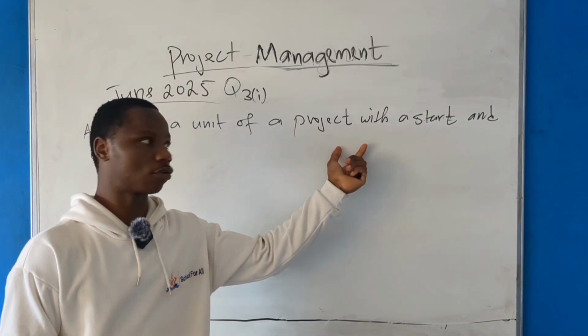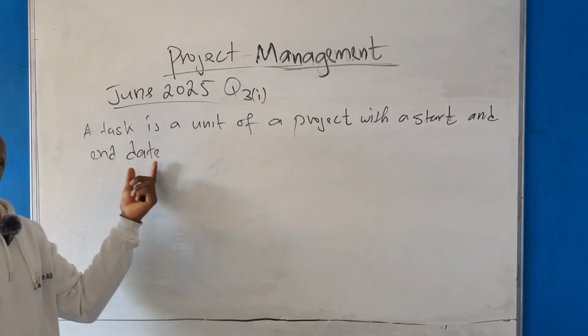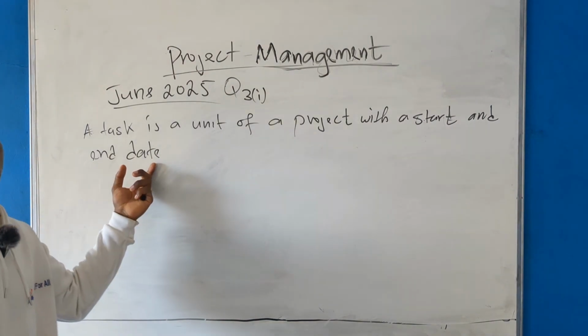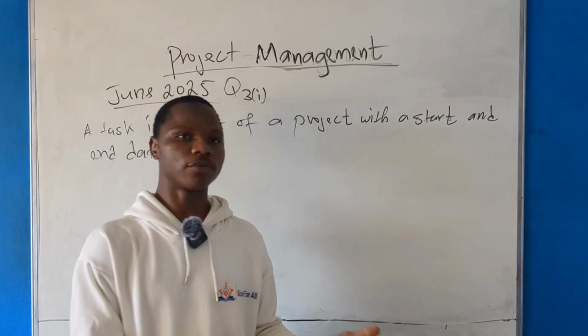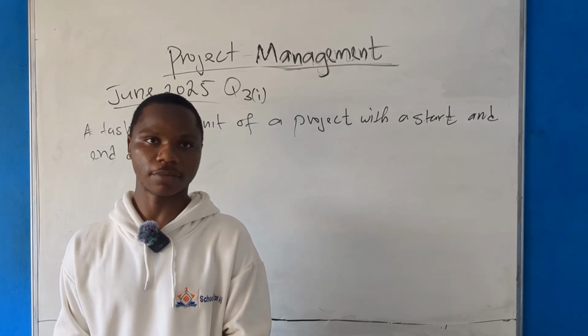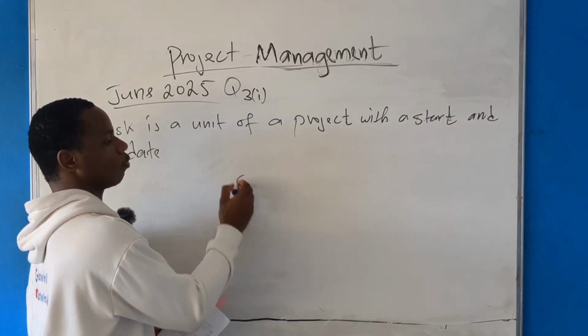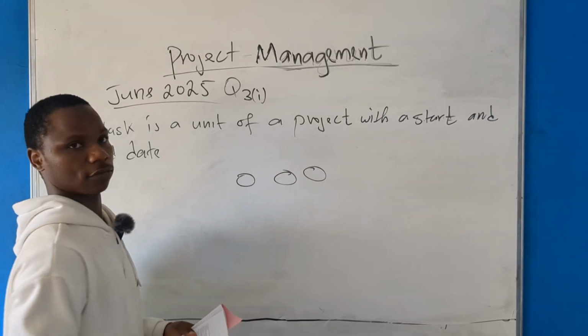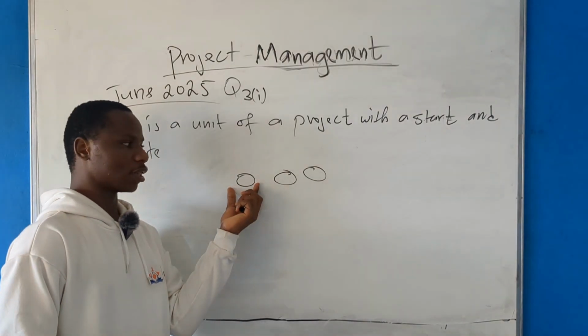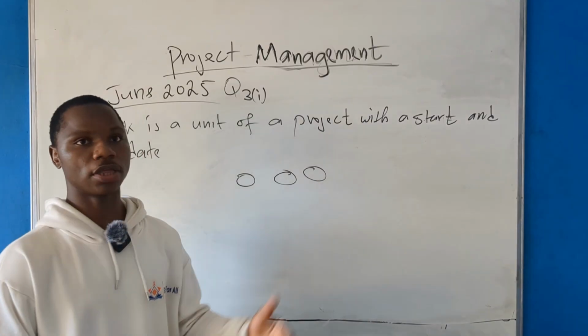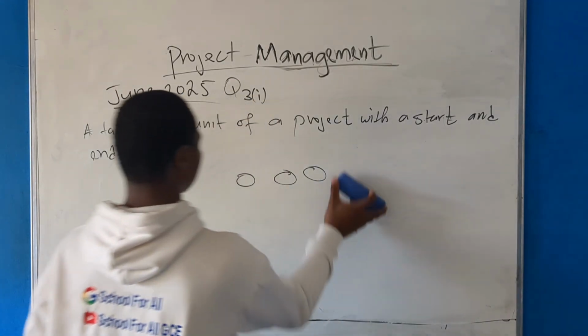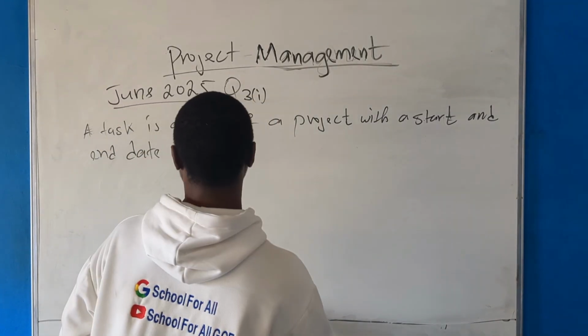Good. So either you say that a task is a unit of a project, or maybe an activity in a project, with a start and end date, or you say start and end time if you want. Good. So another person can say a task is a part of a project that must be completed on time. Good, because you know a project is made up of multiple tasks. So by the time you complete a task, you move to the next task, and so on and so forth. When you are done with all the different tasks, you are done with the project. Good. So a task is just part of a project.